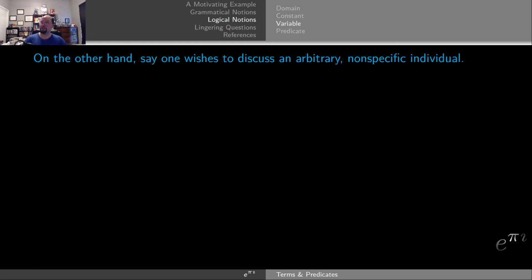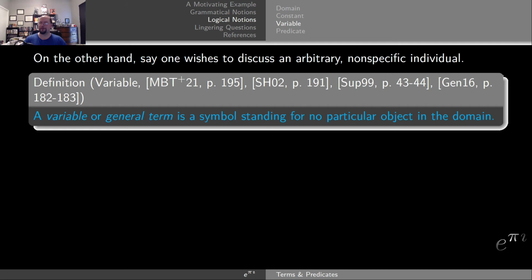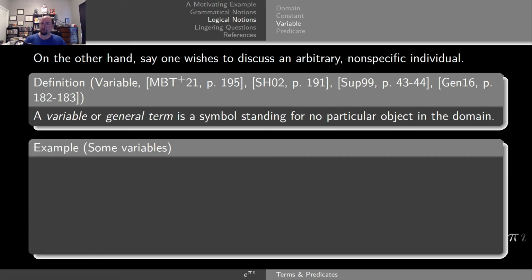On the other hand, say one wishes to discuss an arbitrary, non-specific individual. This is where we introduce the notion of a variable. A variable or general term is a symbol standing for no particular object in the domain. The idea here is that this is analogous to the pronoun. A pronoun stands for a noun, a variable stands for some element of the domain, some name that may not be immediately declared. So here are some examples of declaring variables.